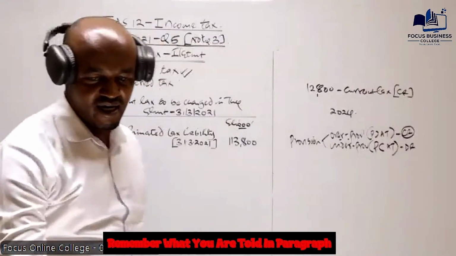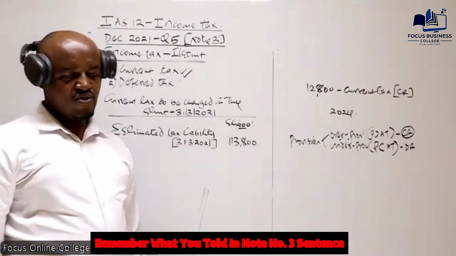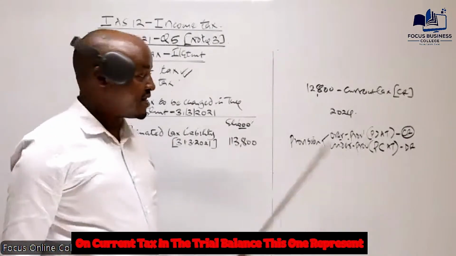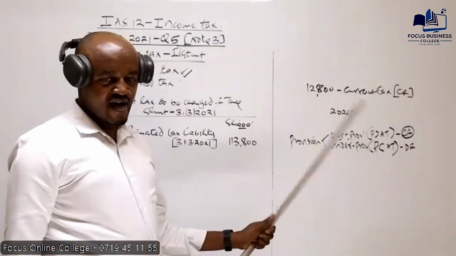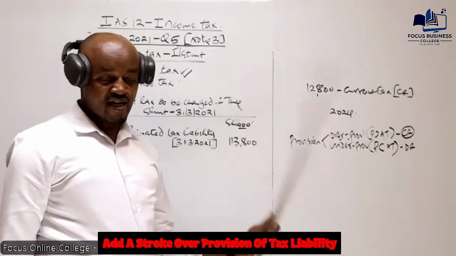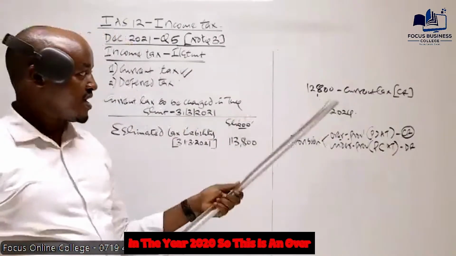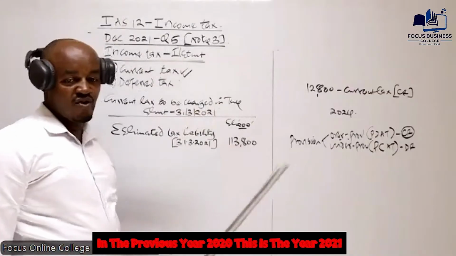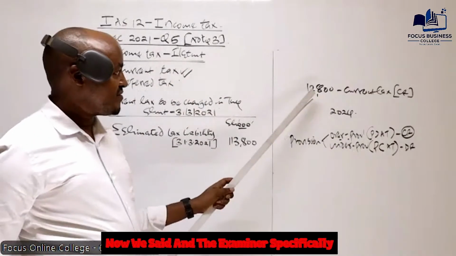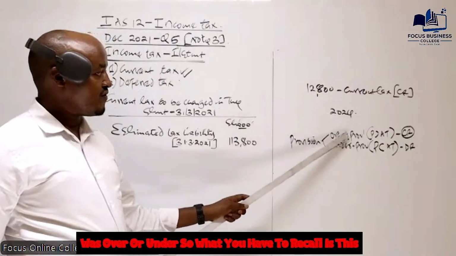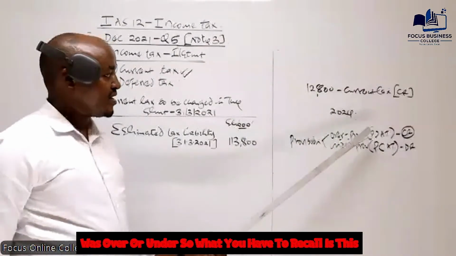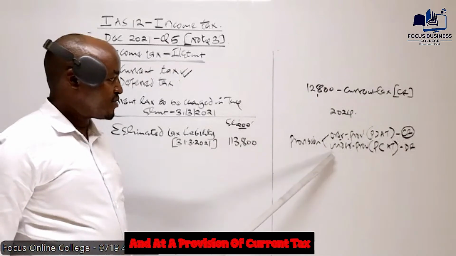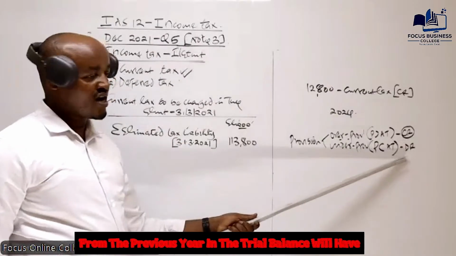Remember what you're told in note number 3, paragraph 2: the balance on current tax in the trial balance represents under or over provision of tax liability in the year 2020. So this is an over or under provision of current tax in the previous year 2020, and this is the year 2021. The examiner will not tell you whether it was over or under, so you have to recall this: an over provision in the trial balance will have a credit balance, and an under provision of current tax from the previous year will have a debit balance.